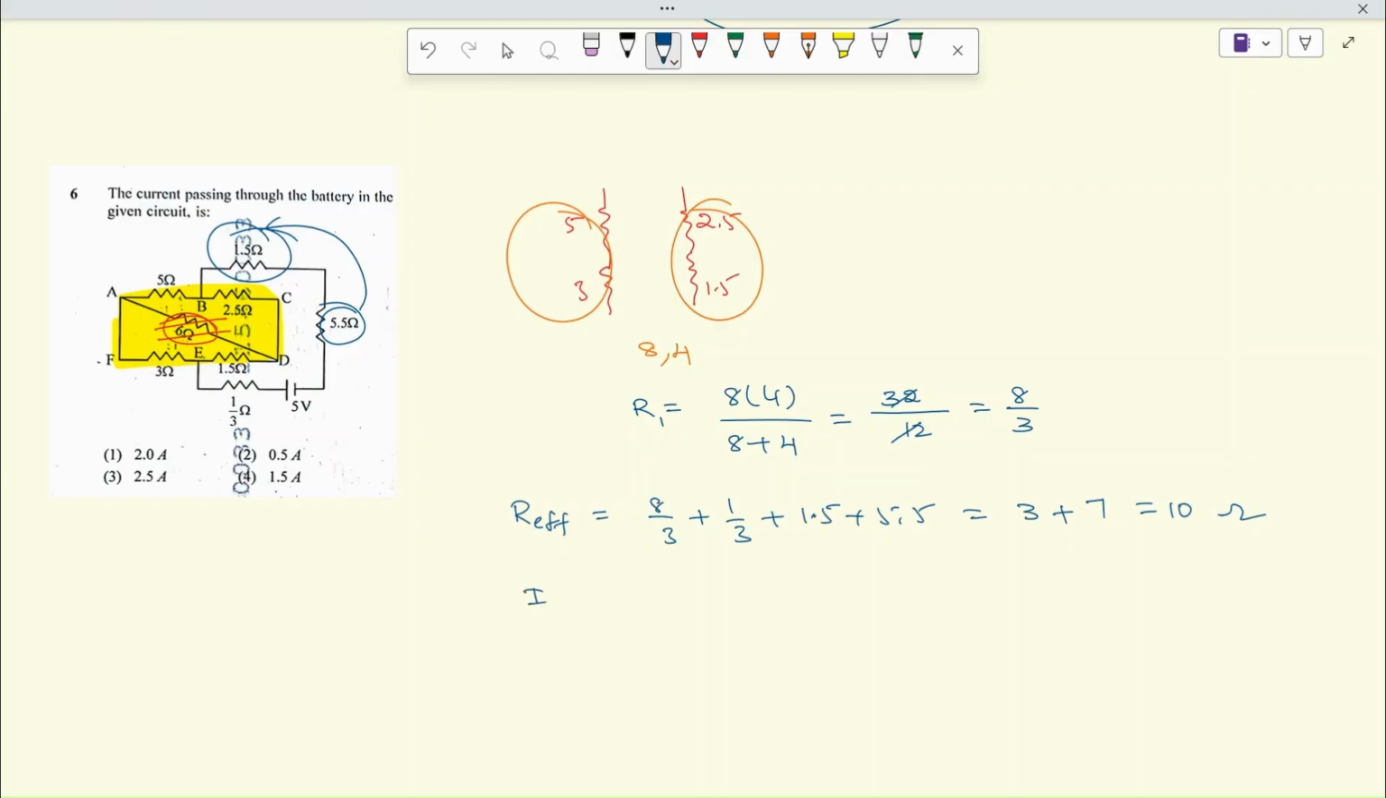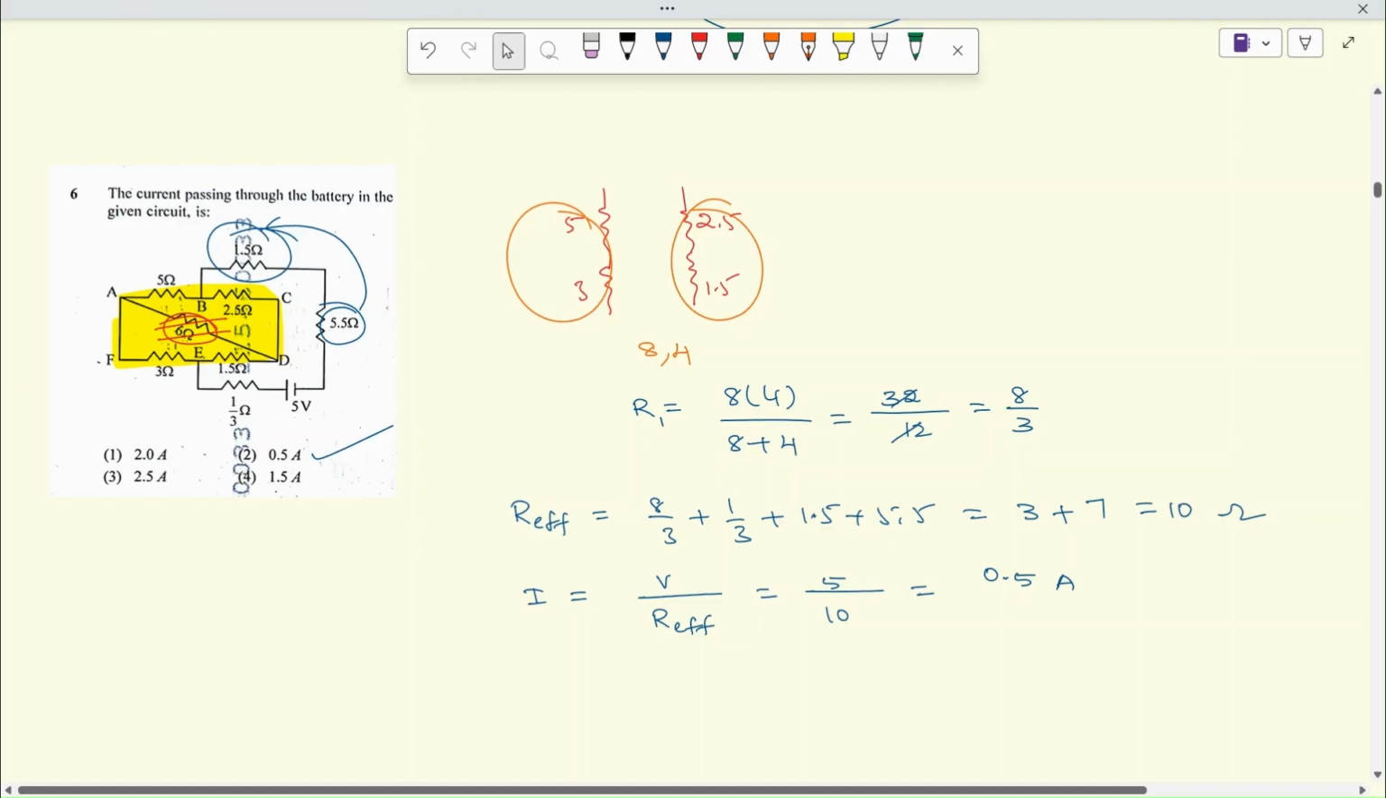Now what will be the current? Total voltage by effective resistance. Total voltage is 5 by resistance is 10. So current is 1 by 2, that is 0.5 ampere. Option 2. That's it. Going to the seventh question.